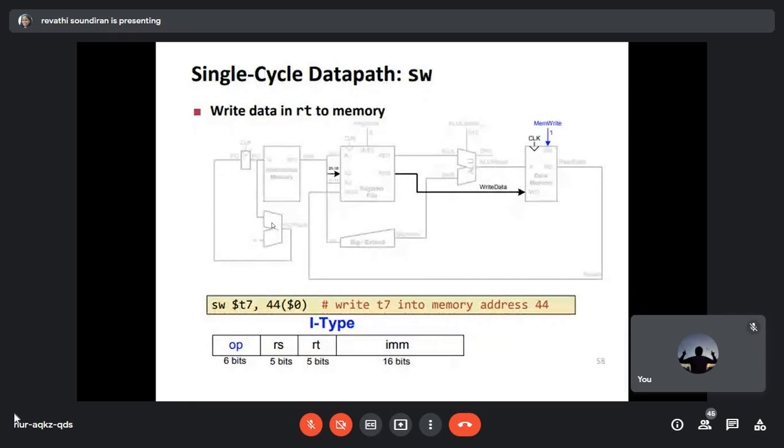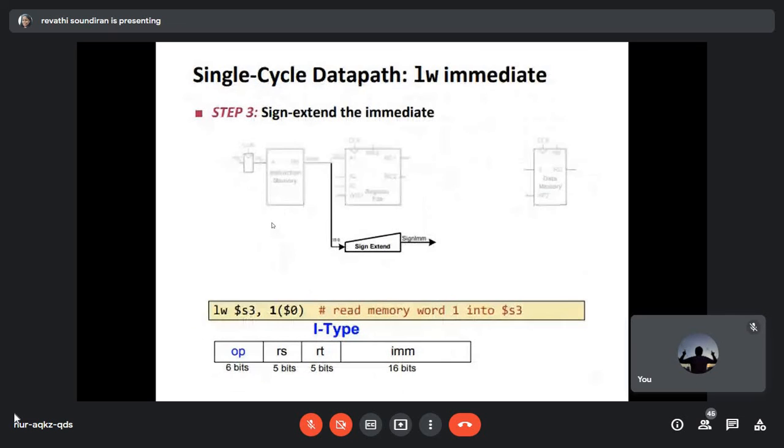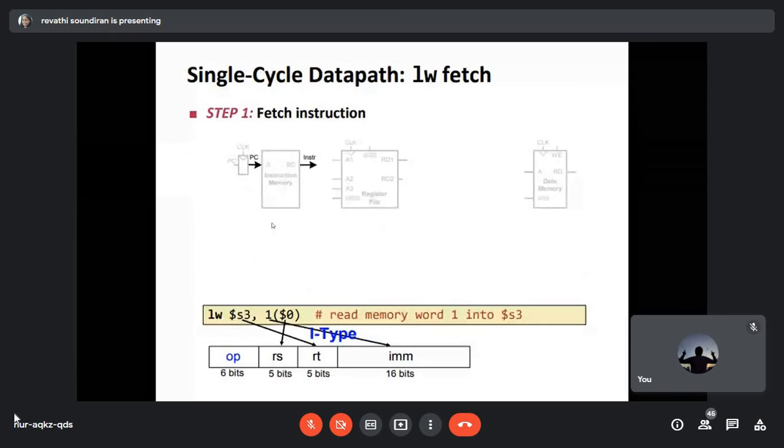Before I go to the store word, again I shall repeat this, to understand the difference, and then proceed with your multi cycle and your pipeline architecture. So now, getting back, in the first part of the instruction, you should know what is the address the instruction is being read from. That is taken from the program counter.